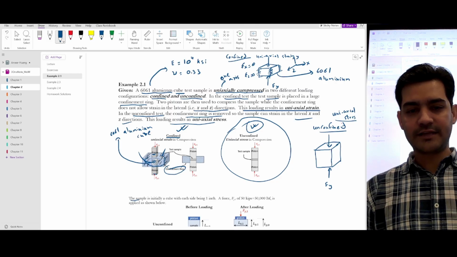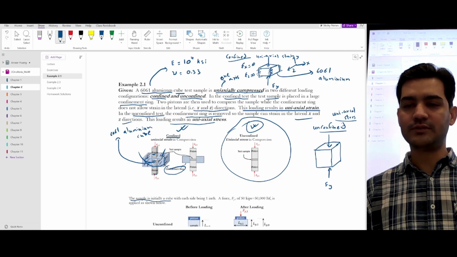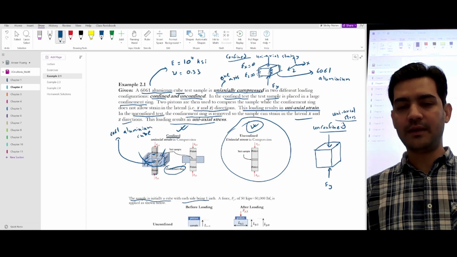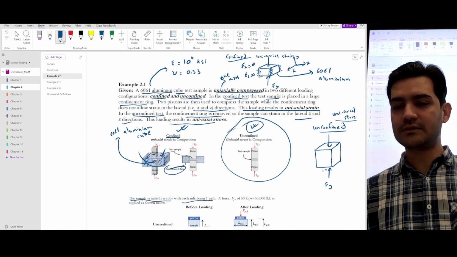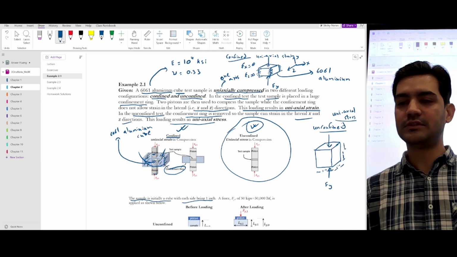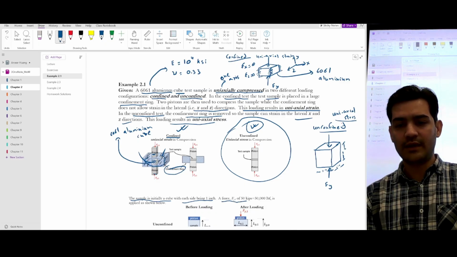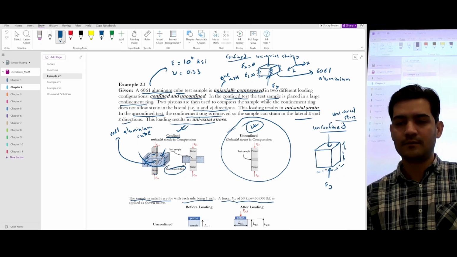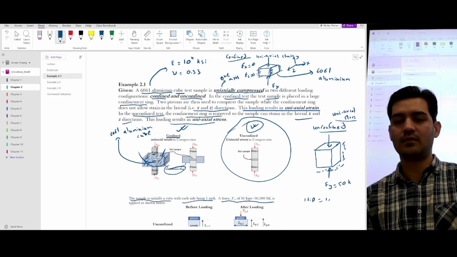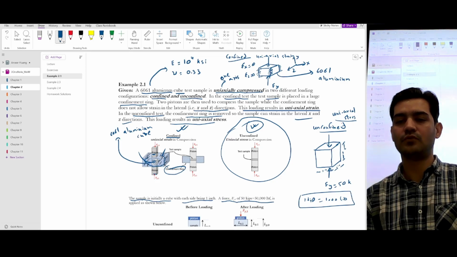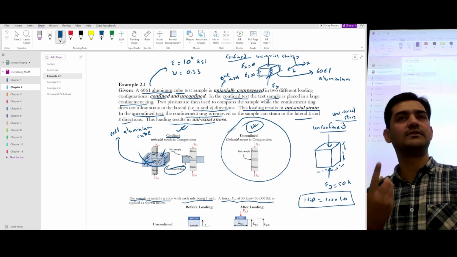So the sample is initially a cube. It's a cube sample with each side being 1 inch. So the dimension is 1 inch. These are the dimensions of the cube being tested. The force Fy is 50 kips, and 1 kip is basically 1,000 pounds. So the force which is being applied is 50 kip.